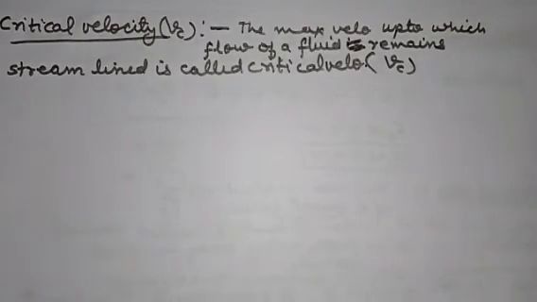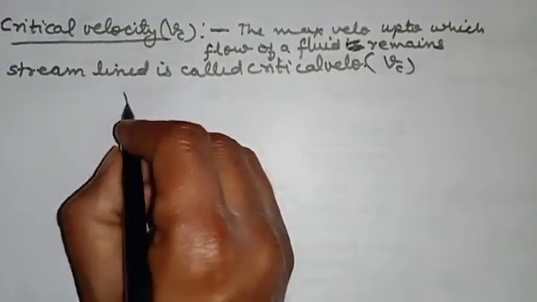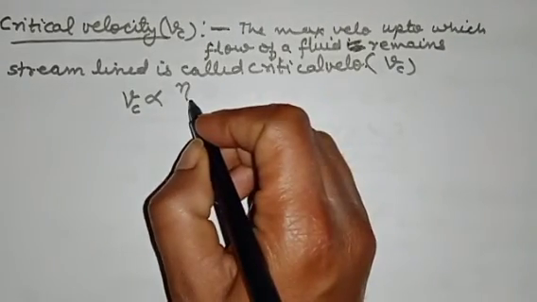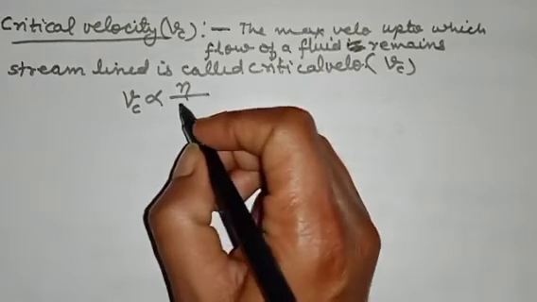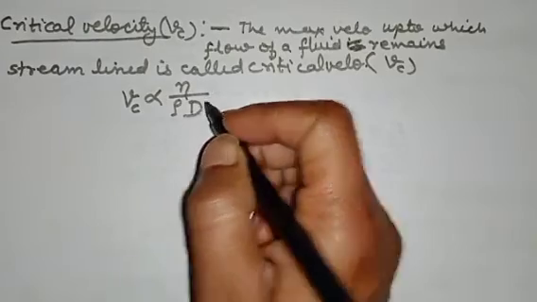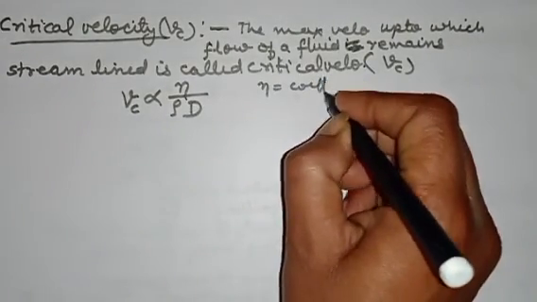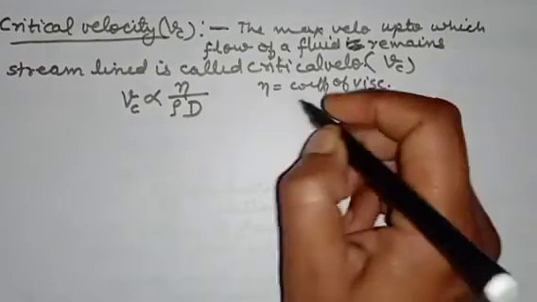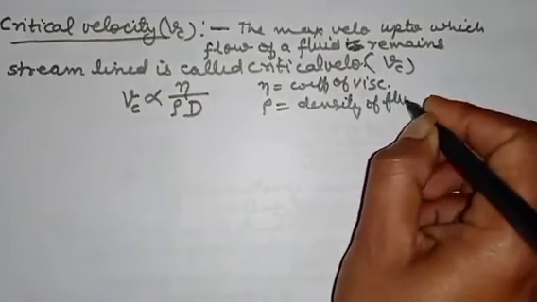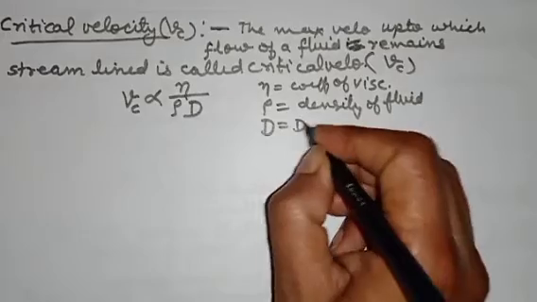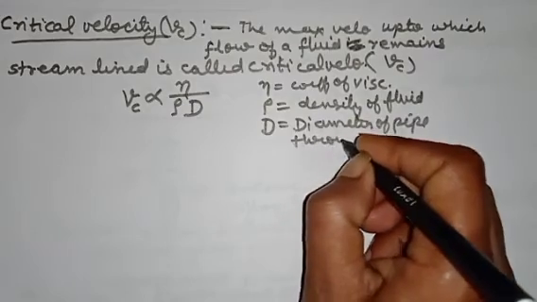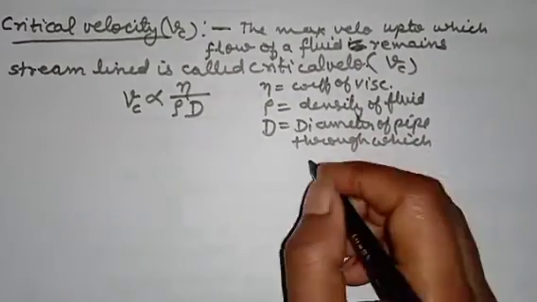So, critical velocity is directly proportional to eta, the coefficient of viscosity, and inversely proportional to density of fluid and diameter of pipe through which it is flowing. Eta, coefficient of viscosity, rho, density of fluid, and d, diameter of pipe through which fluid is flowing.